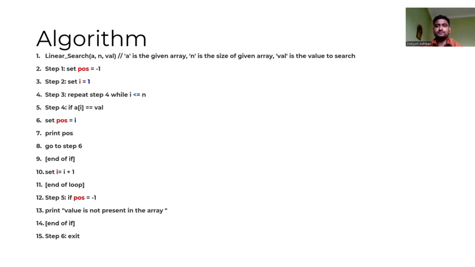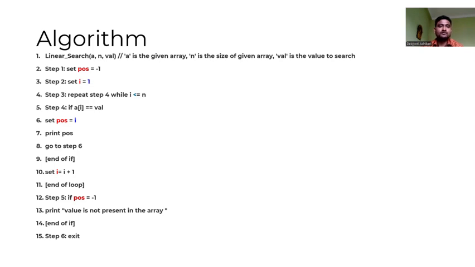Here is the algorithm of this process. Linear search, A, N, and val. What is A? A is the given array. N, what is N? N is the length of this array. And val is the value of the search element. Or you can say val is the target element.